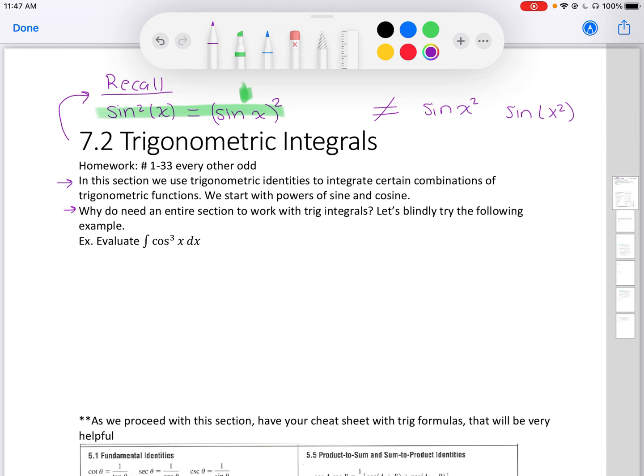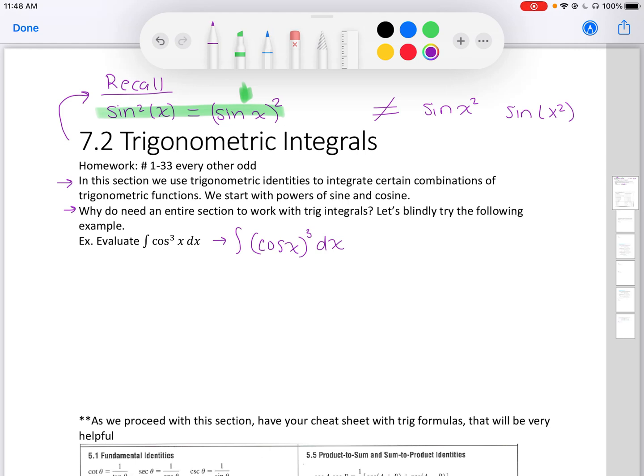So why do we need an entire section to work with trig integrals? Let's blindly try the following example. Our example reads, evaluate the integral of cosine cubed of x dx. And if you need to, you can always rewrite it as cosine of x, cubed, dx. This would be an example where you need to be careful with your chain rule, right? If you're working with chain rule, you're going to use some type of u substitution, then what should u be?